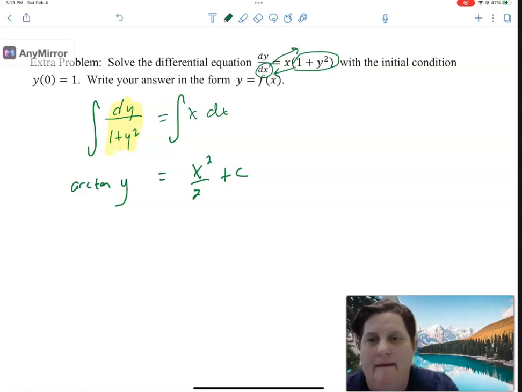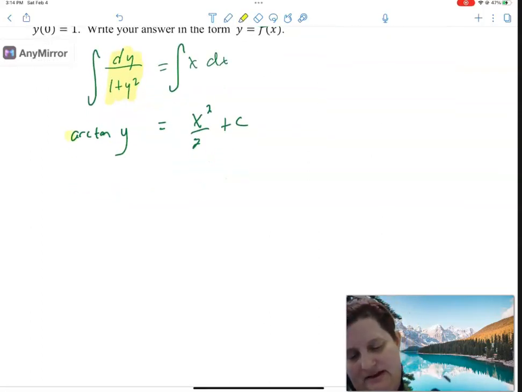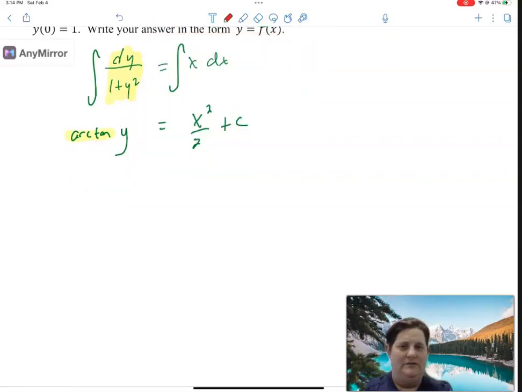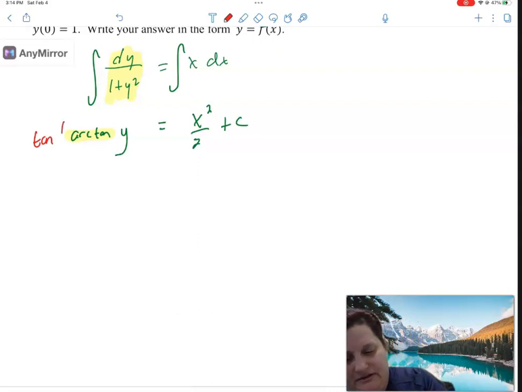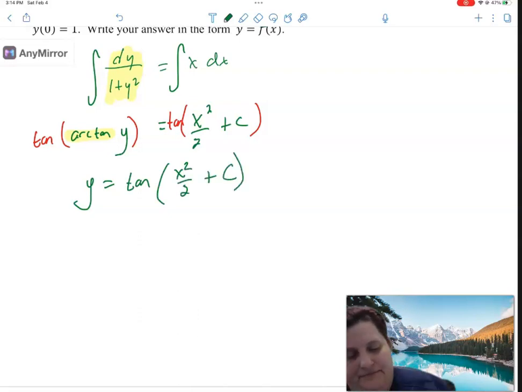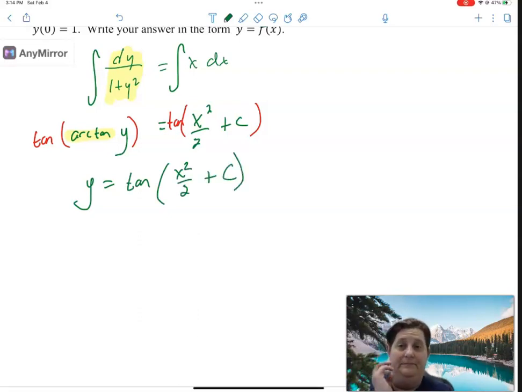Okay? I could do the initial condition right now, but I'm actually going to wait and do it on my next step. Guys, in a problem, how do I get rid of an arctan? What's the inverse of an arctan? Well, guys, arctan is an inverse. It's inverse tan. So what's the inverse of inverse tan? It's just take the tangent of both sides. Okay, so check it out. Y, because tan of arctan, okay, equals tangent of x squared over 2 plus c.